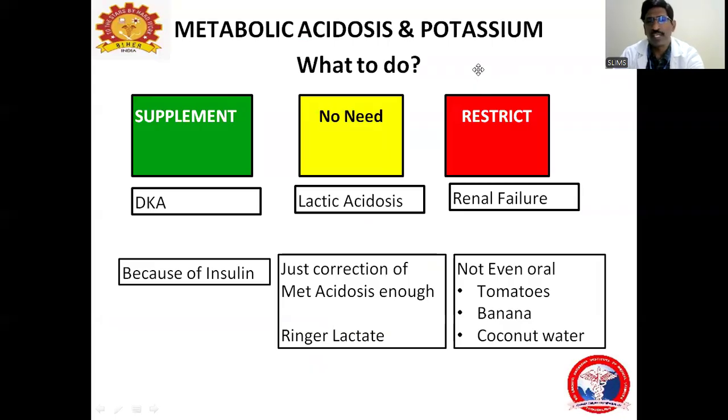So when you see a hyperkalemia, what shall we do? Whether we want to supplement or no need, or in fact restrict. So in DKA, hyperkalemia is a relative phenomenon. When you give insulin, it will push the potassium inside the cells, so you need to supplement. In lactic acidosis, it is just a perfusion problem. So when you correct the perfusion, the level becomes normal. But in renal failure, you should not give potassium. You should not give even oral, that is tomatoes, bananas, coconut water.